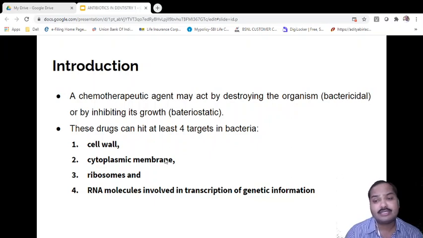The drugs which are used as therapeutic agents will target 4 common sites in the bacteria. First is the cell wall. Another, inside the cell wall, is the cytoplasmic membrane or the cell membrane. Then within the cytoplasm, we have the ribosomes and the RNA molecules which are involved in the transcription of the genetic information. All these things can be targeted by the drugs.